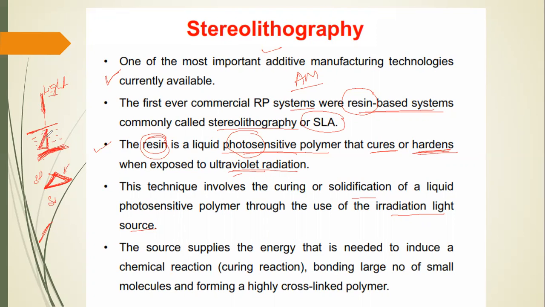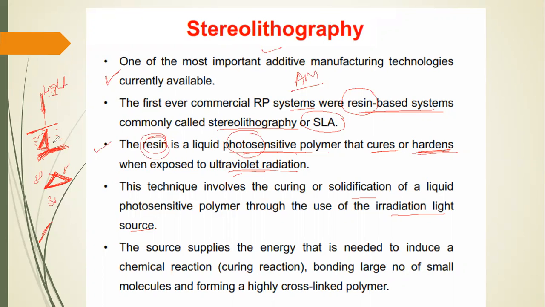Whatever shape or geometry we want, the light is passed in that same shape, and the required energy is absorbed by the photosensitive resin, which undergoes a process called curing. Curing is nothing but bonding of a large number of small molecules. The small free molecules in the liquid are grouped together, and large bonding happens. The molecules adhere to each other and bonding starts.